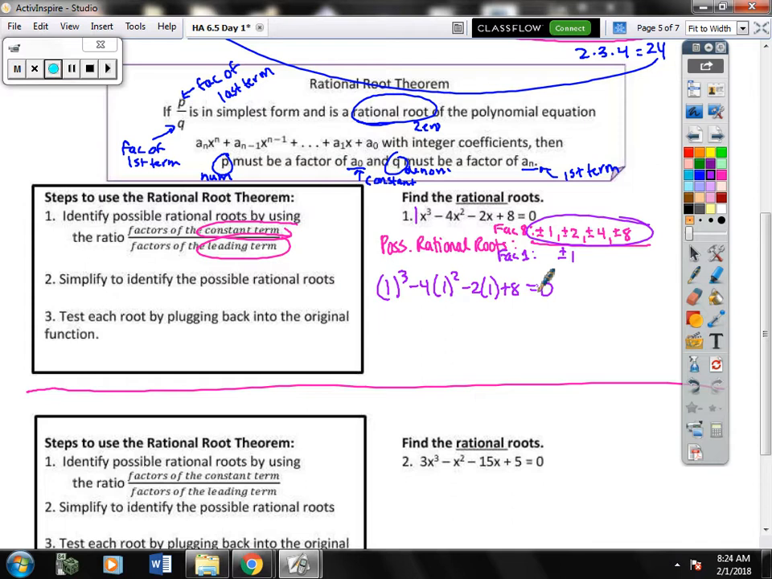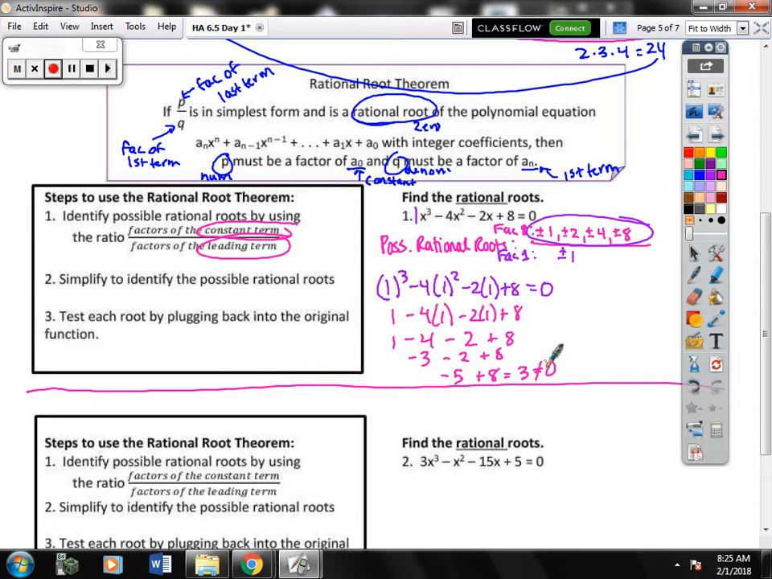Technically you have to plug in negative 1, positive 2, negative 2, etc. We're going to use our graphing calculator to make this a shorter process, but technically using the theorem, that's how you would do it. So 1 cubed is 1. We'll do all of our order of operations, so 1 squared is also 1. Multiply first, so we'll get 1 minus 4 minus 2 plus 8. And then we add or subtract in order from left to right. So 1 minus 4 would be negative 3. Negative 3 minus 2 would be negative 5. And negative 5 plus 8 would be 3. Since that does not equal 0, that means that 1 is not a factor. Okay?